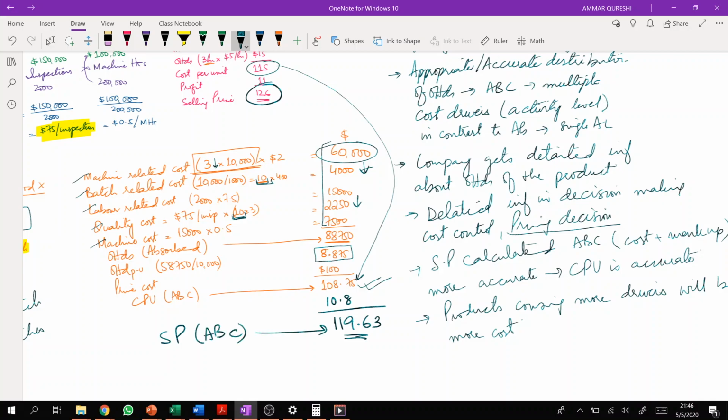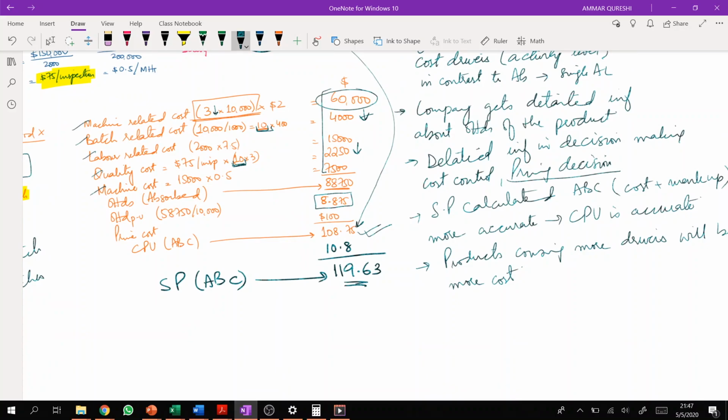Now there is another question. Shall we switch from the 126 selling price, which we calculated under absorption costing, to 119.6, which we have calculated under activity based costing? Shall we reduce the selling price?